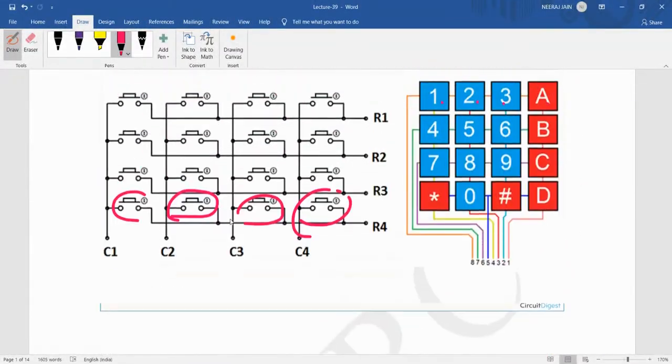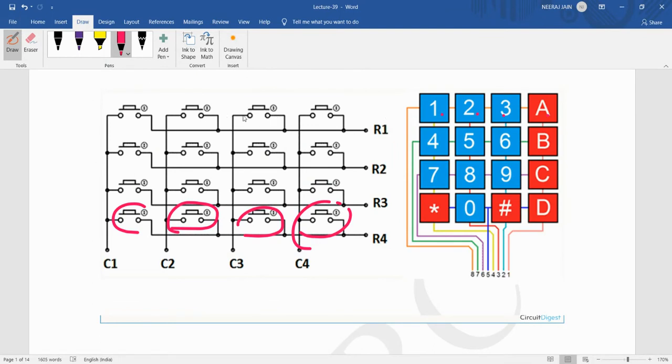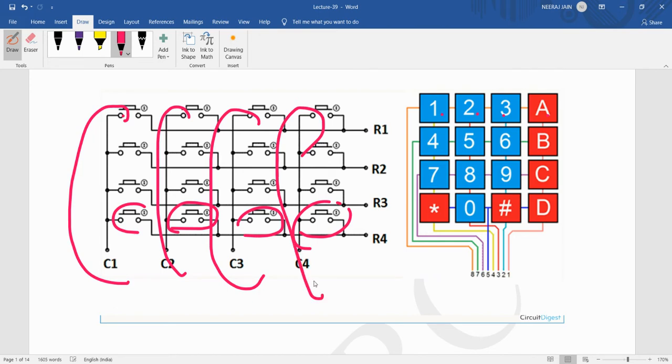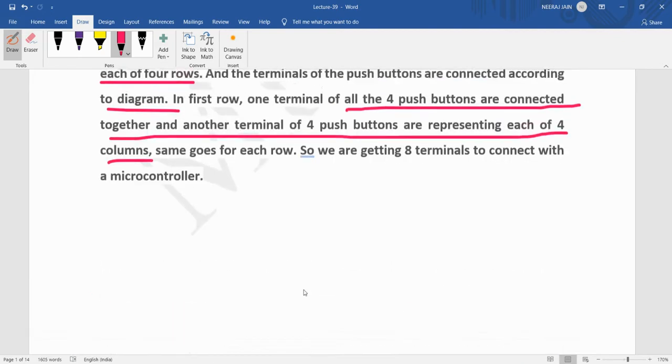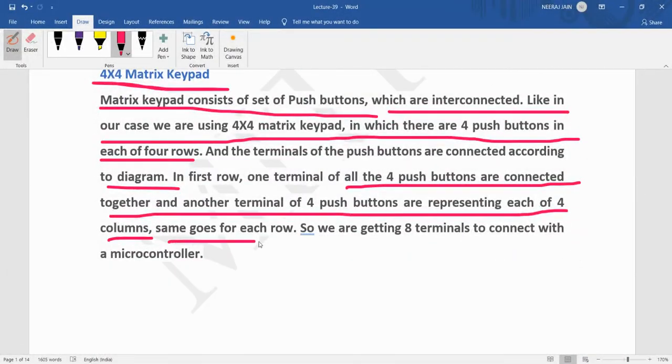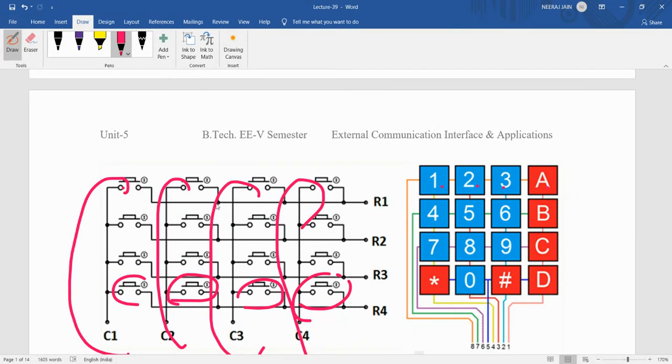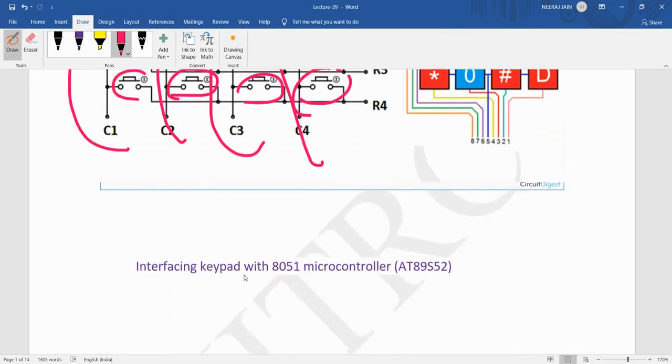As shown in the figure, one terminal is connected in a row and the other terminal is connected as a column. The first column is making one column, the second is making another column, then the third column and the fourth column. So one terminal of each is connected in a row. The same goes for each row, so we are getting 8 terminals to connect with a microcontroller, and the same happens in the second row, third row and fourth row.